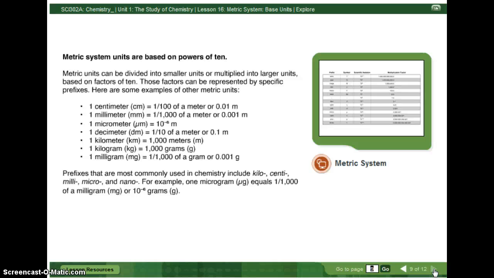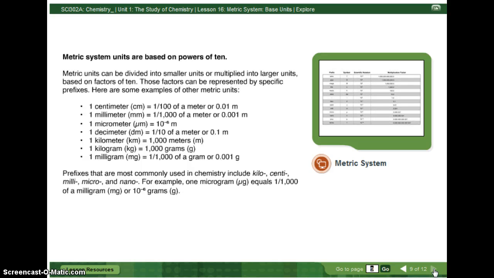1 micrometer is abbreviated with a mu. Yep, that's what that funny looking mu is. It's the Greek letter mu. So mu m equals 10 to the negative 6 meters. 1 decimeter, dm, equals 1/10th of a meter. 1 kilometer equals 1,000 meters. 1 kilogram equals 1,000 grams, because kilo means 1,000. 1 milligram equals 1/1000th of a gram, or 0.001 grams.